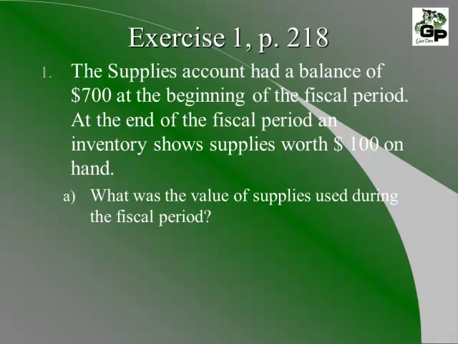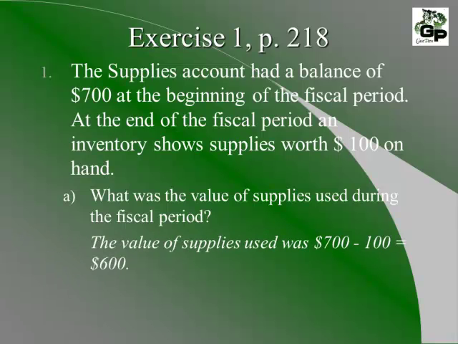We are asked what is the value of the supplies used during the fiscal period. The value of the supplies used was the original amount of $700 minus the $100 that is still on hand or is still remaining, which gives us $600. This represents the amount of the supplies that were used during this accounting period.